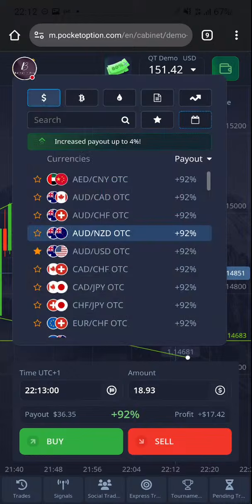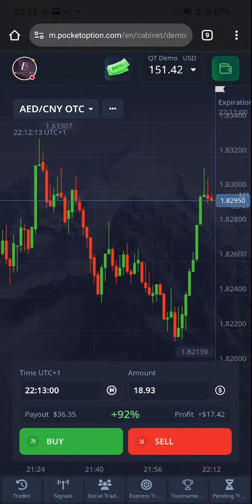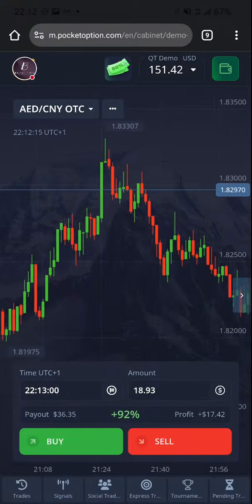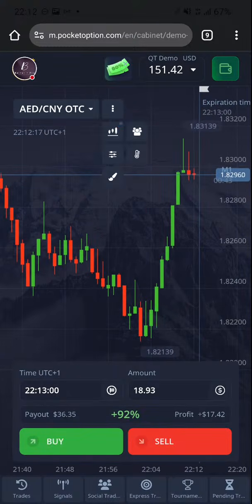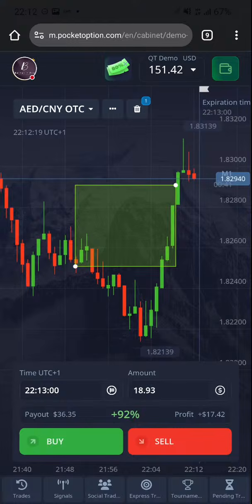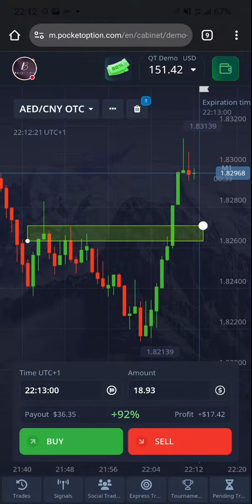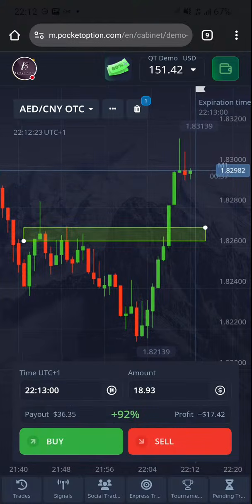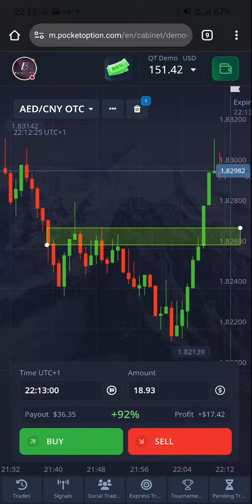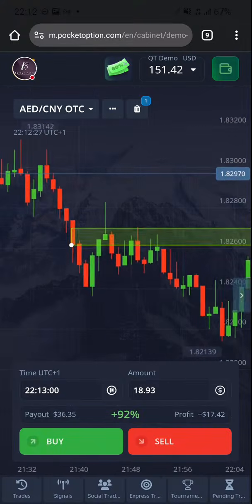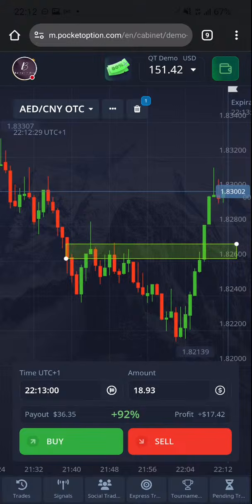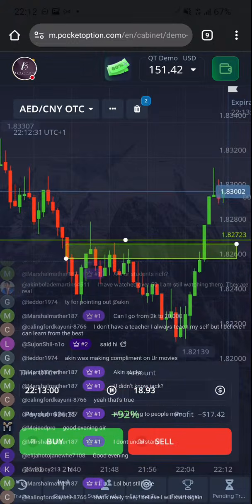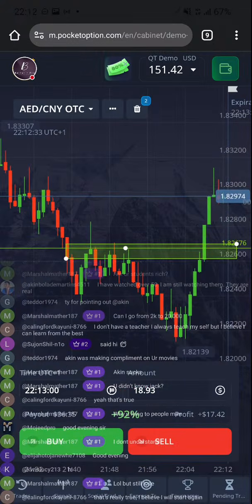Let's look for a very good opportunity in the market. This is a beautiful one. Now, this is a very beautiful opportunity we have here. This strategy is called the decision point strategy. It happens when you have an area of maybe support or resistance in the market.